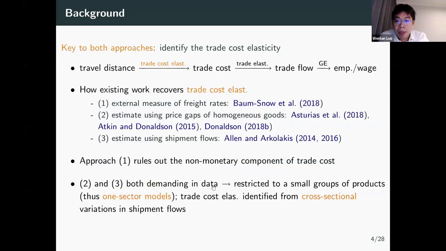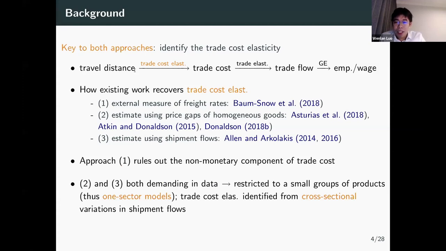But the key element to both approaches, as you can imagine, is to identify how the road network affects trade cost, the mapping from the road network to the trade cost. That's also the main subject of the current paper. And the logical flow should be like this.